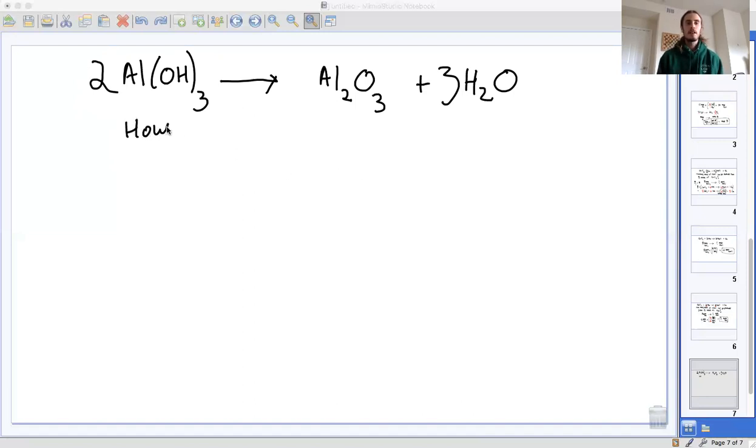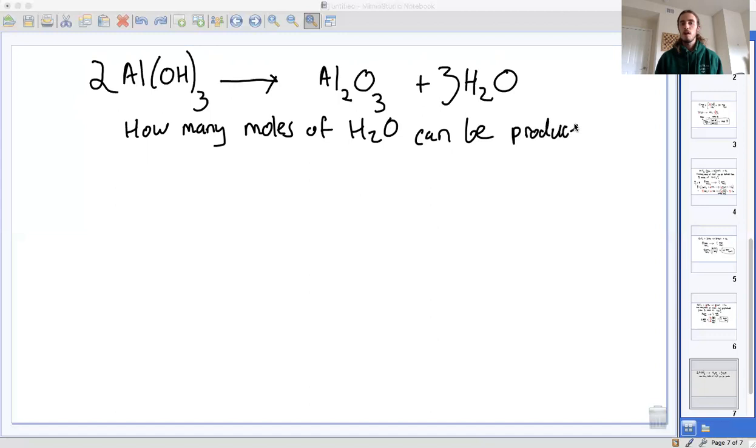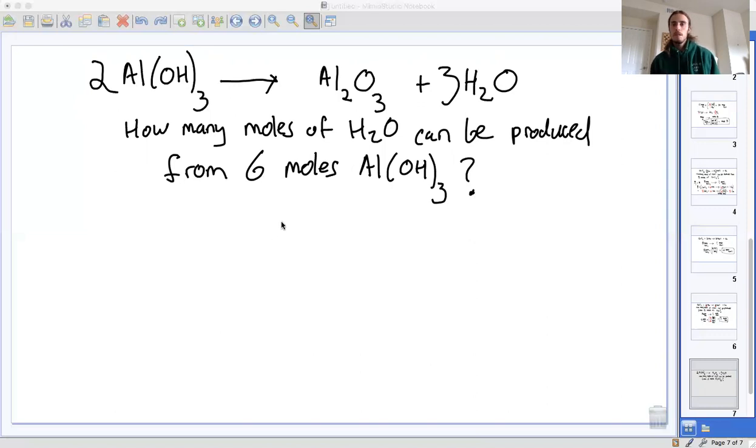So how many moles of water can be produced from 6 moles of AlOH3? Okay, so let's solve this problem using a conversion factor. We can also think about it logically.